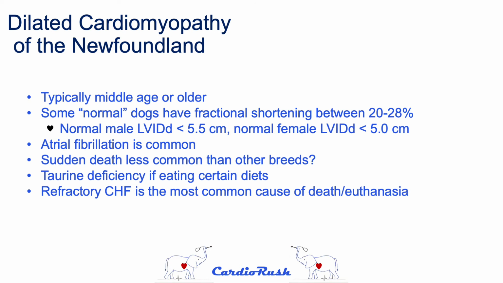Newfoundland dogs often also can get dilated cardiomyopathy, and atrial fibrillation is not unusual. They've been described to be predisposed to getting taurine deficiency if they're eating certain diets, again, diets that are probably high in fiber, lamb and rice type diets.